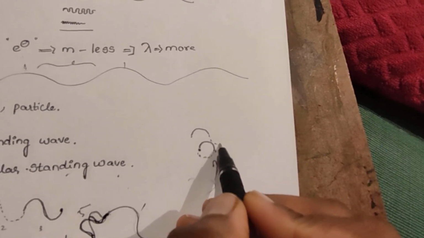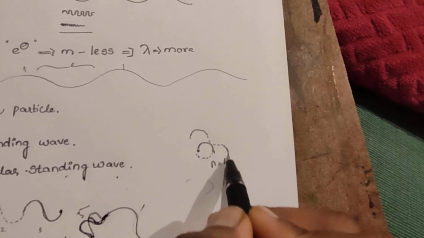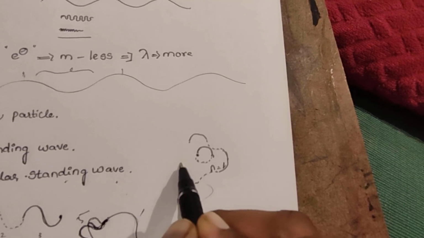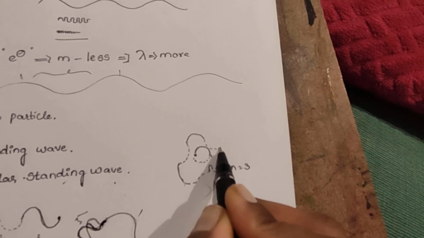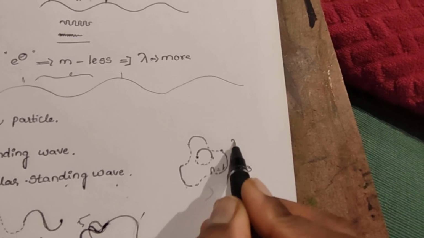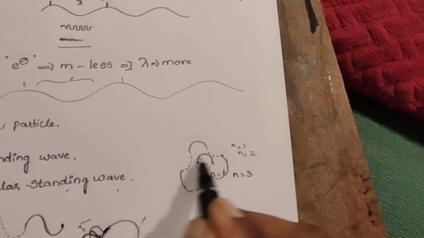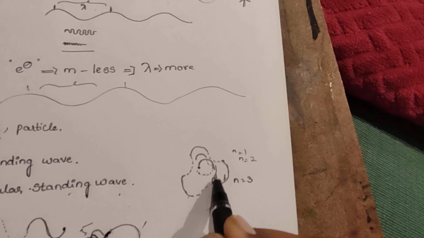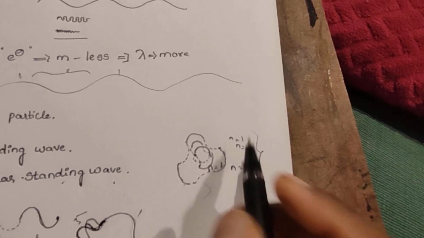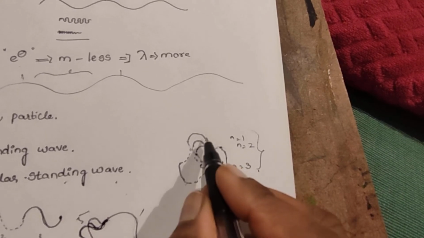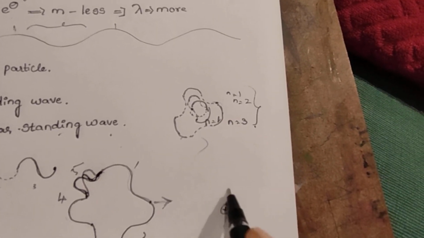And if we consider another one, crust, trough, crust, trough, crust, trough, n equal to 3. So there will be only n equal to 1, n equal to 2, suppose 1, 2, 3, 4, like that, integer numbers. Means here orbitals are also quantized.